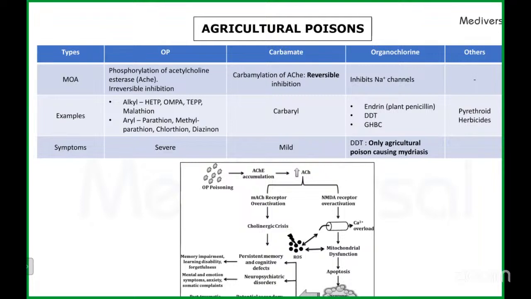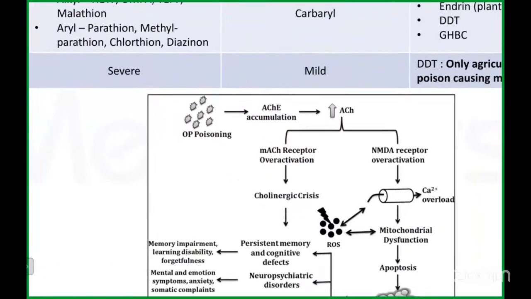Coming to organochlorine compounds, these are mainly pesticides like Endrin and DDT, which was used as an indoor spray for killing mosquitoes. Earlier it was used, now it's been gradually decreased. It is the only agricultural poison that can cause mydriasis. It's a point that has been asked previously. Most agricultural poisons like OPs and carbamates cause miosis, but the only one that can cause mydriasis is DDT poisoning.